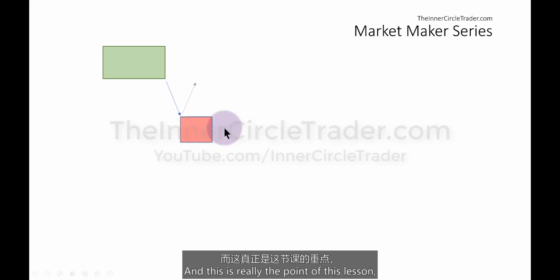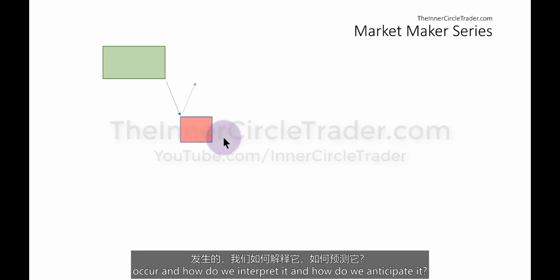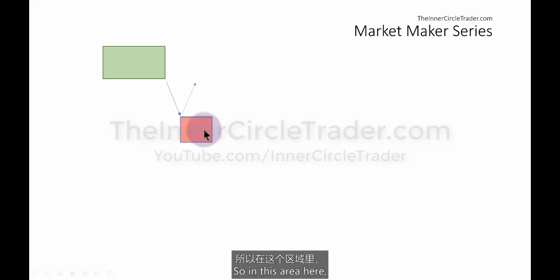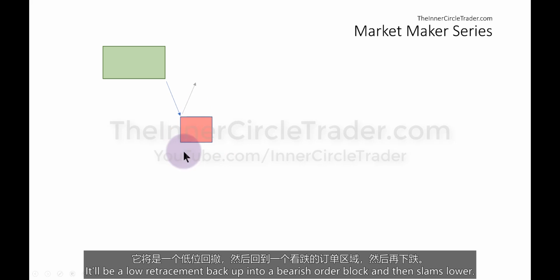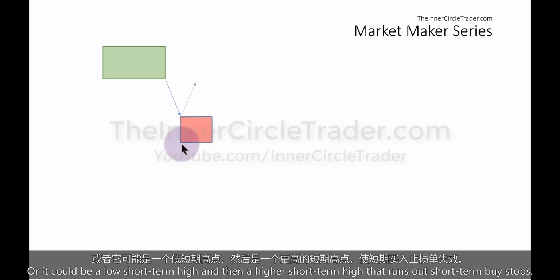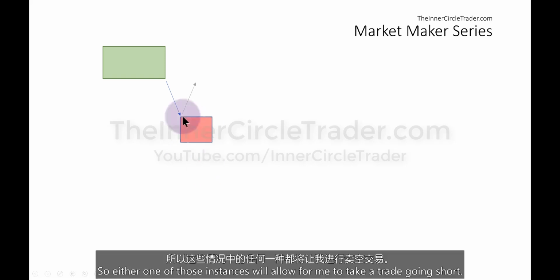And this is really the point of this lesson: where in market structure should things occur, and how do we interpret it and how do we anticipate it? So in this area here, usually you're going to see an optimal trade entry short. It'll be a low retracement back up into a bearish order block and then slams lower. Or it could be a low short-term high and then a higher short-term high that runs out short-term buy stops. Then it sells off. So either one of those instances will allow for me to take a trade going short.